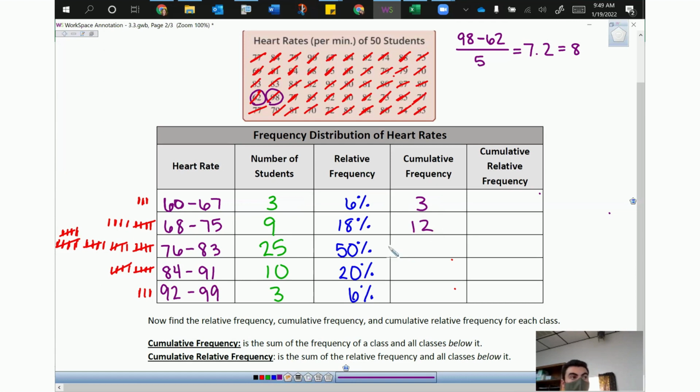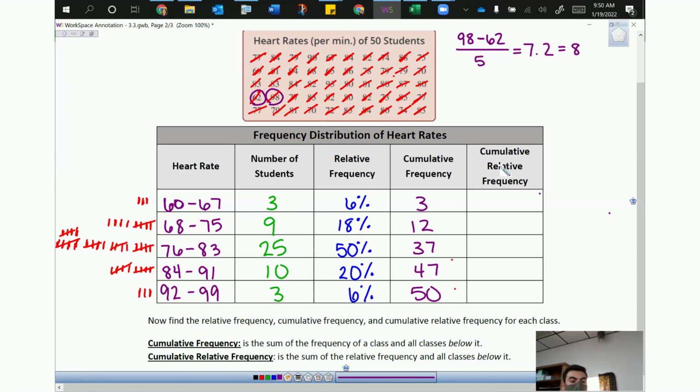And then the next class, we're going to do the same thing. Now we're going to take 25 plus 9 plus 3. So that's going to give me 37. And then we're going to take 10 plus 25 plus 9 plus 3, which is going to give me 47. And then we're going to take 3 plus 10 plus 25 plus 9 plus 3, and that's going to give me 50. And if you did it right, your very last cell should have the total number of students that you guys found the heart rates for, because it should encompass every single heart rate that you measured.